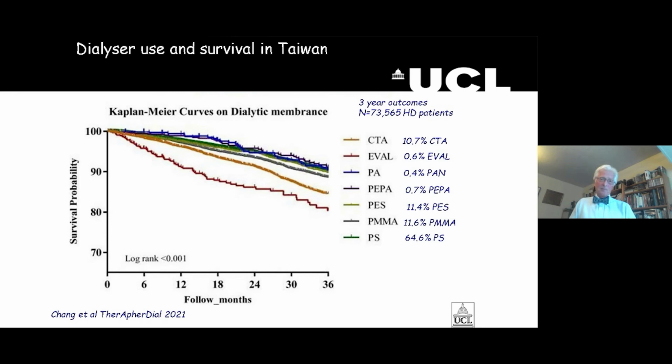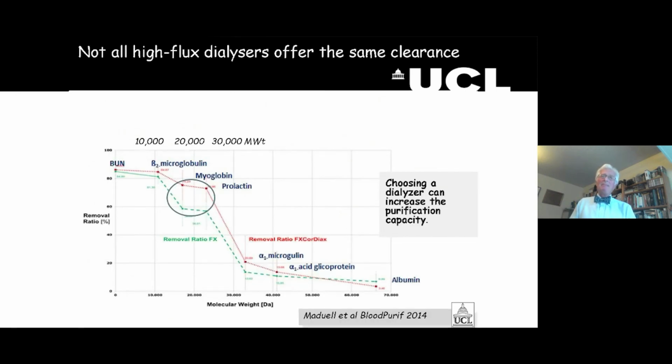However, in the next slide, even if we have a membrane that's made with the same polymer, in this case polysulfone, from the same manufacturer, you can see that even a membrane made from the same substance can actually have different functions in terms of allowing different spectrum of molecules to be lost or cleared during dialysis. So it's actually quite a complex issue in terms of the flux of the membrane, the pore size of the membrane, and the composition of the membrane, in terms of how these membranes actually operate in clinical practice, in terms of their ability to remove middle molecules.